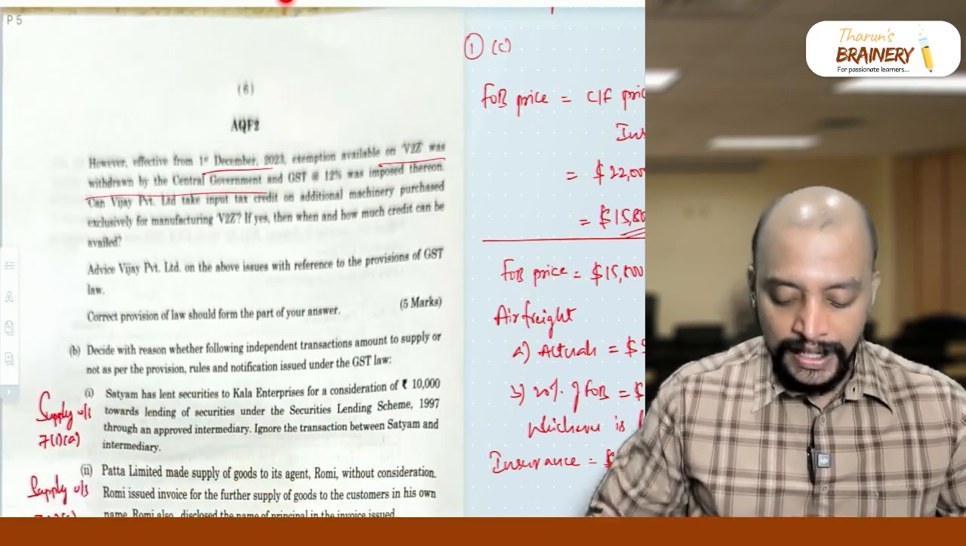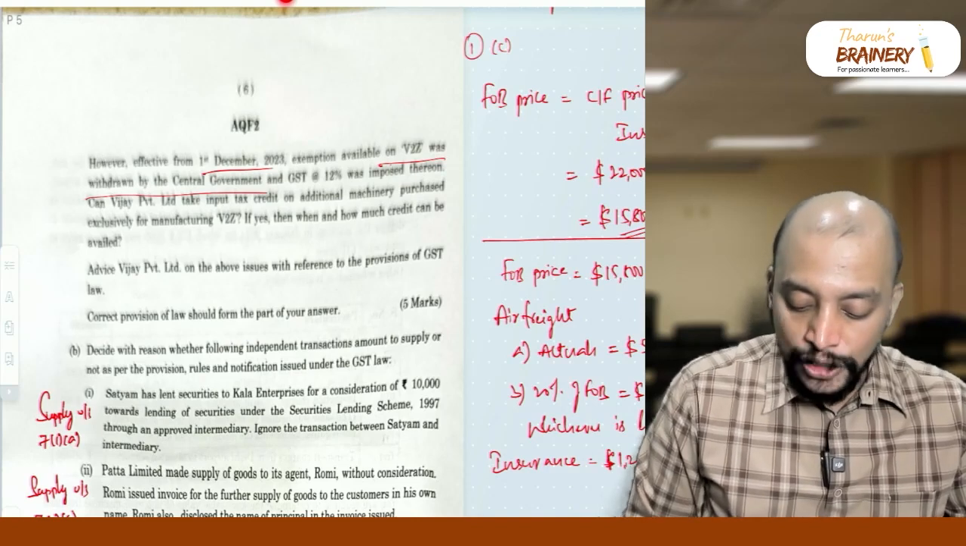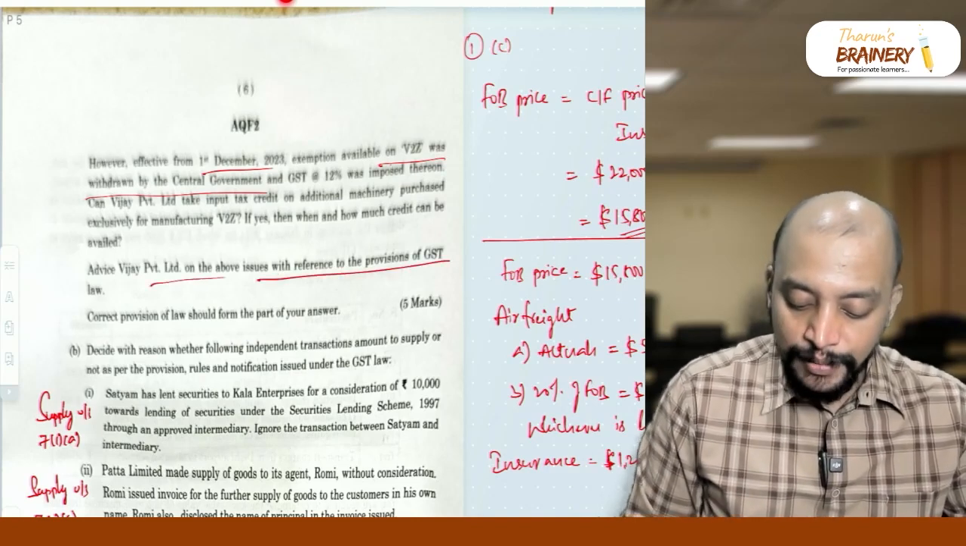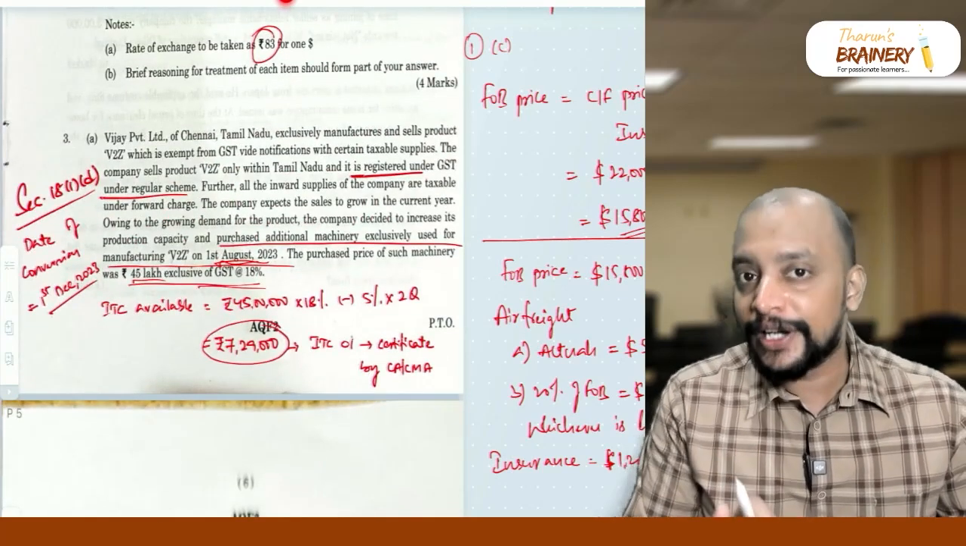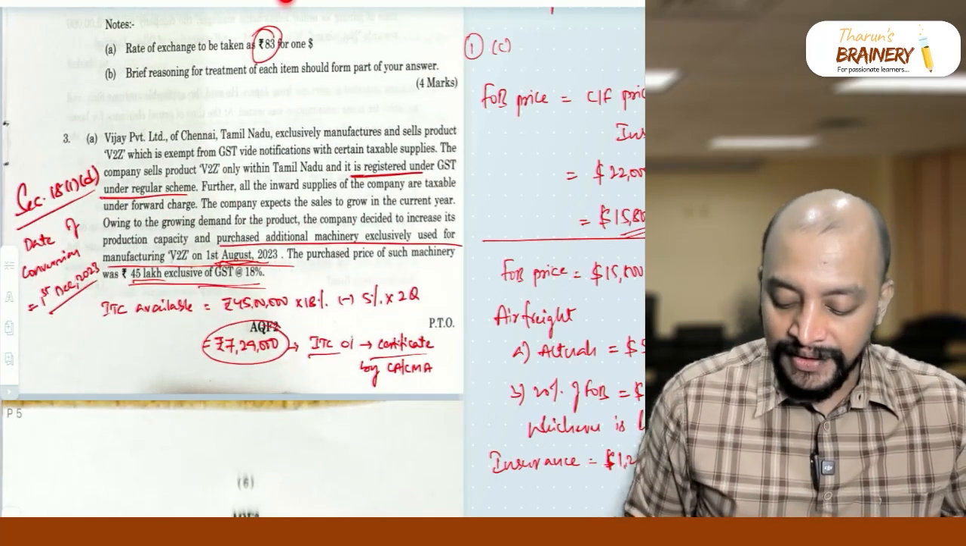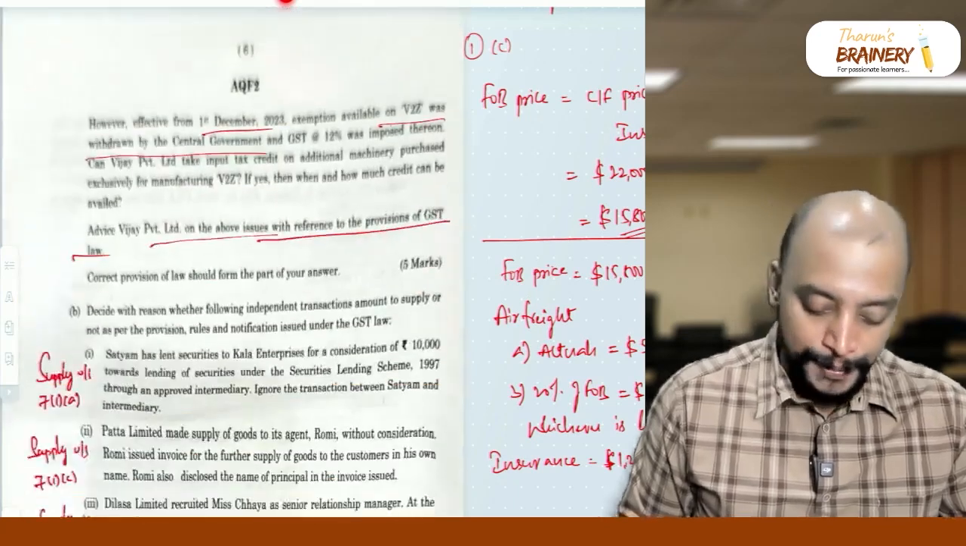All these points we need to write, then only you will get 5 marks, because they are also asking us to explain the above issues with reference to the provisions of GST law. If you have done only this computation, you may not get full marks. You need to write about this ITC 1 certificate by CA or CMA, that part also.